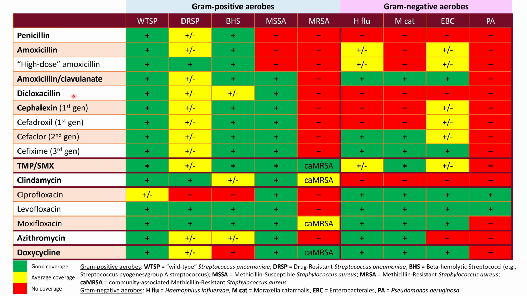Dicloxacillin, which is our anti-staphylococcal penicillin, has excellent activity against MSSA. In fact, it is one of the drugs of choice for MSSA. And in general, it has good coverage for beta hemolytic strep. But there are some strains of beta hemolytic strep that may be resistant to dicloxacillin. So if we have other options for beta hemolytic strep, it's best to use those. But still, it does have high activity against them.